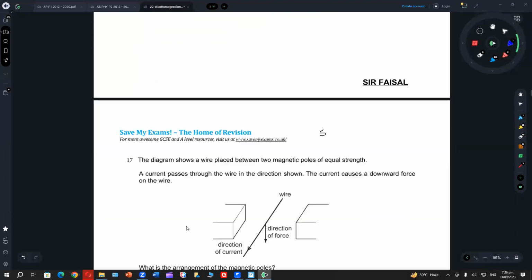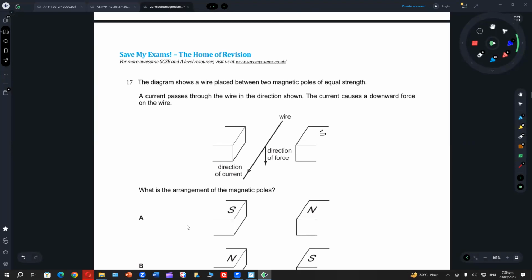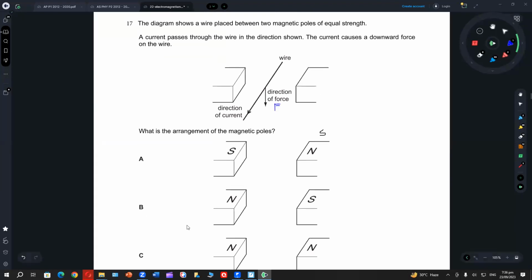The diagram shows a wire placed between two magnetic poles of equal strength. A current passes through the wire in the direction shown. The current causes a downward force on the wire. He has given us the direction of the force. He has given us the direction of the current. Now you have to use trial and error for the options.